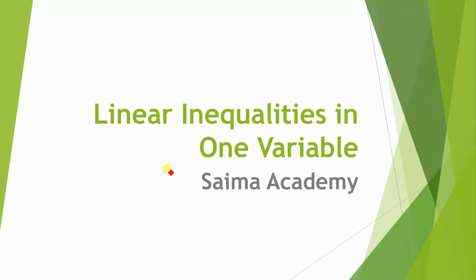This is the second part of linear inequalities in one variable, and I will explain to you here a few rules which we have to use when we start exercise number 1.2. See, if I write 3 is less than 6, it is true, right? Because 3 is less than 6.